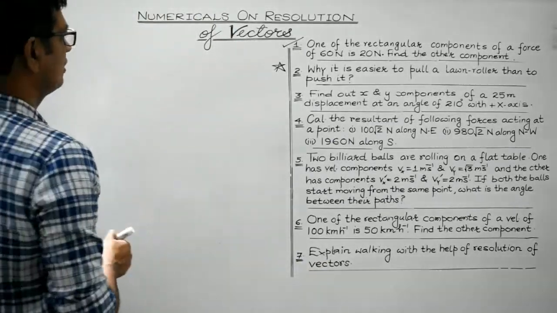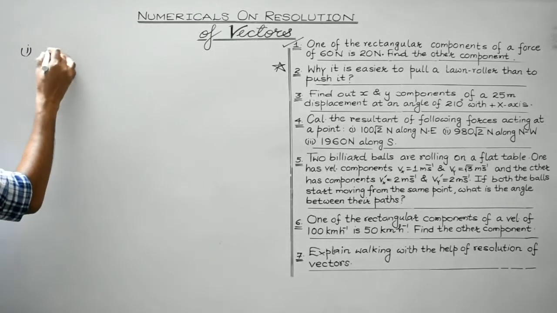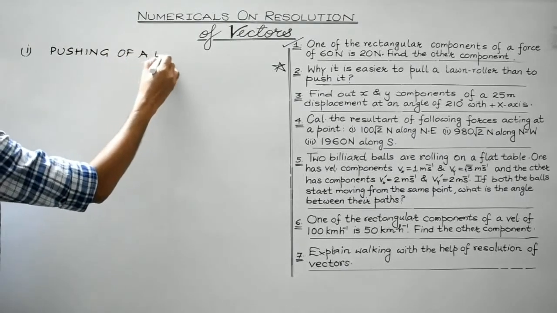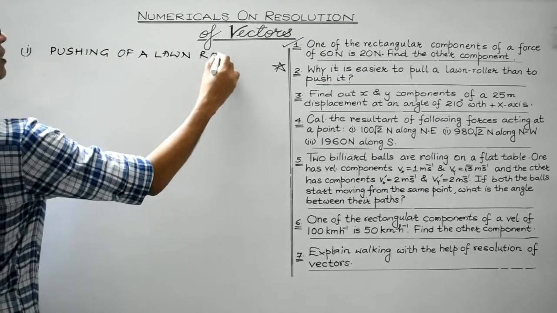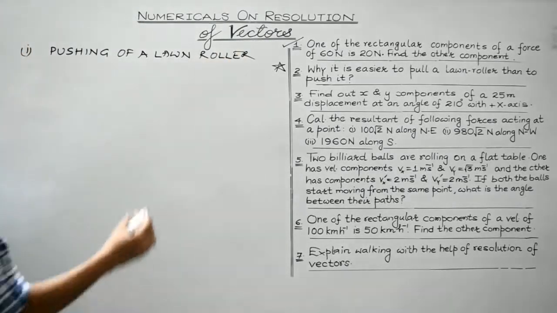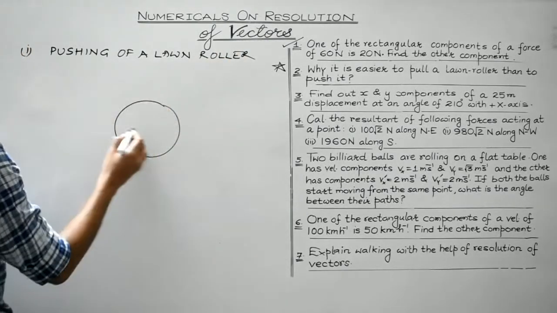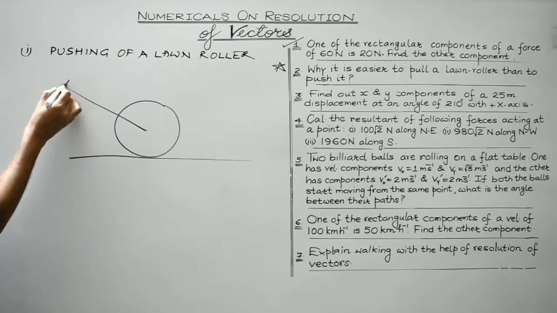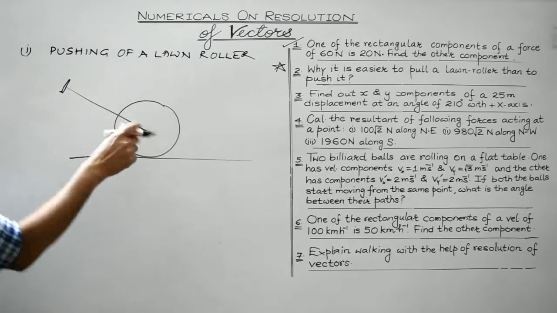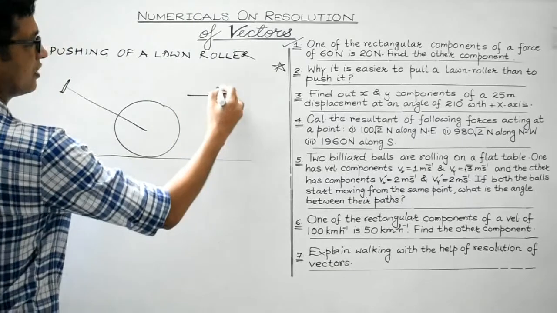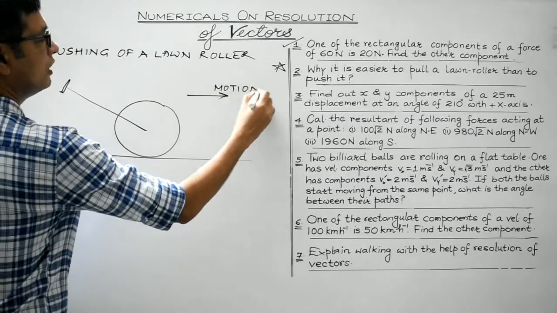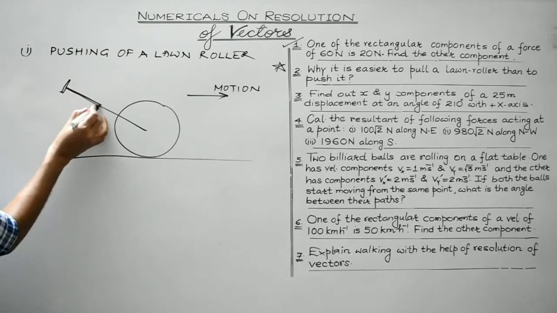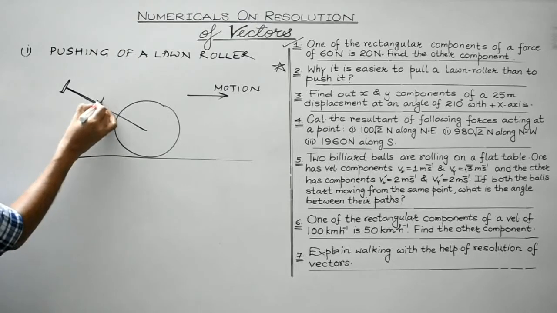So let's consider case 1. Case 1 is pushing of a lawn roller. In this case, the diagram would be somewhat like this. This is a lawn roller, this is the ground, and this is the handle, suppose. So it is being pushed so as to make it move in the forward direction. This is the direction of motion of the lawn roller, right? It is being pushed, so the force will be applied along this direction. This is the direction of application of the force.